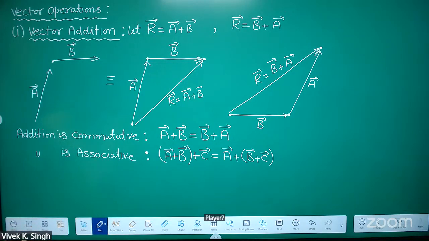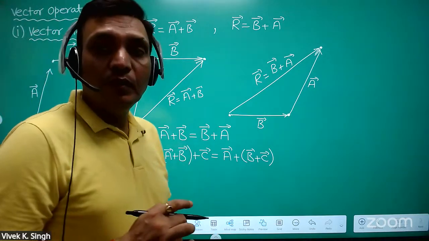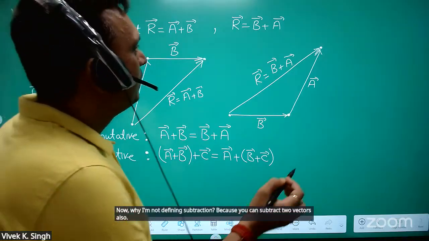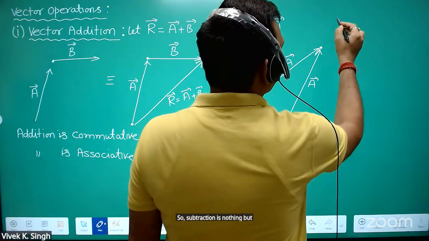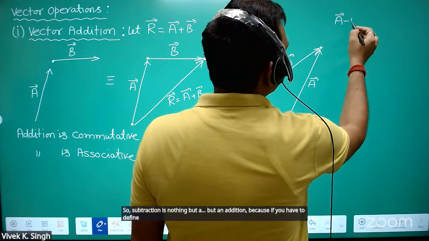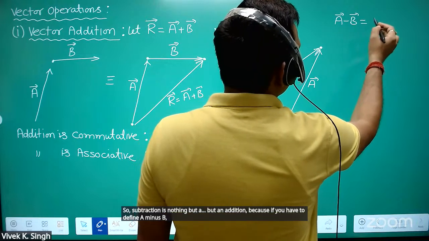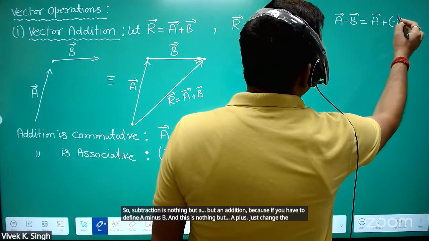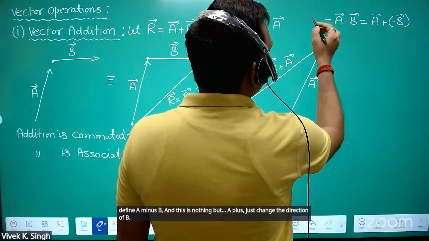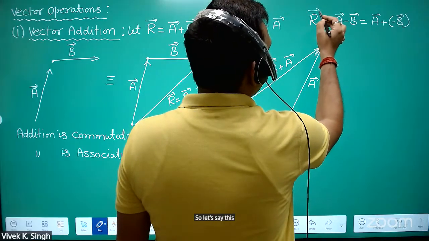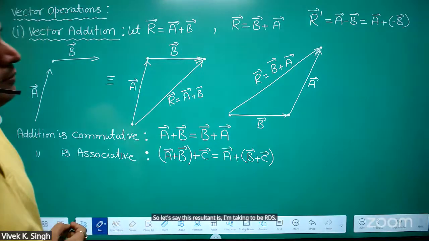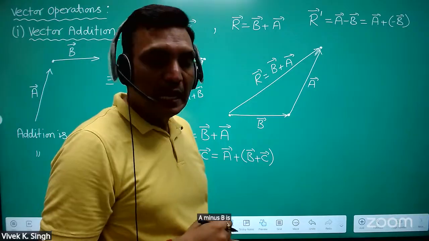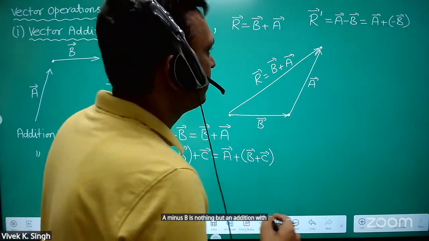Now, why am I not defining subtraction? Because you can subtract two vectors also. Subtraction is nothing but an addition, because if you have to define A minus B, this is nothing but A plus B with the direction of B changed. So let's say this resultant I am taking to be R dash.